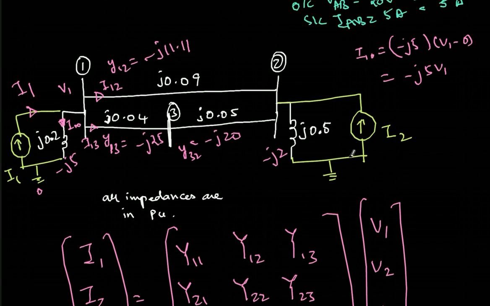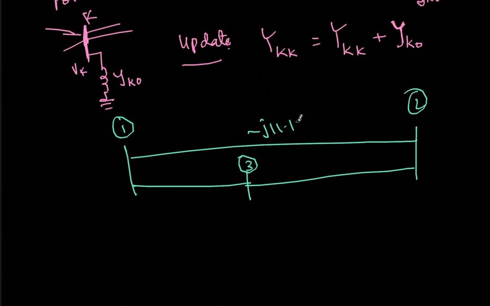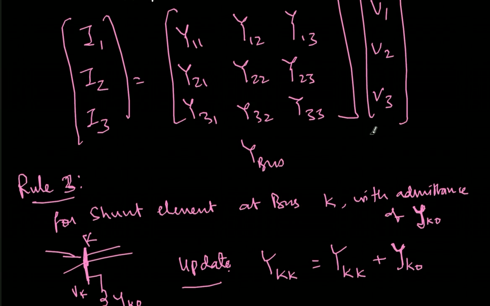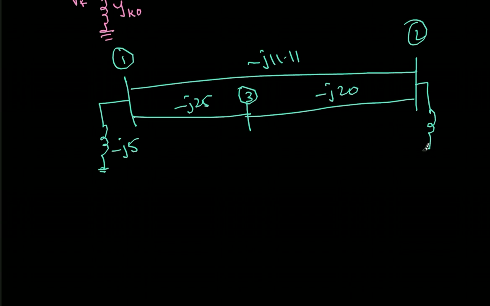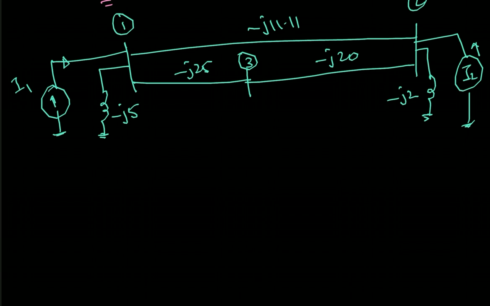So what are the values I have? Minus J 11.11, minus J 25, and minus J 20. And then here I have shunt admittance minus J 5, if I remember. Yes, and then minus J 2. I also have I1 current, which we don't worry about right now, and I2 current, which we also don't worry about right now. So from this, I'll just form the Ybus.